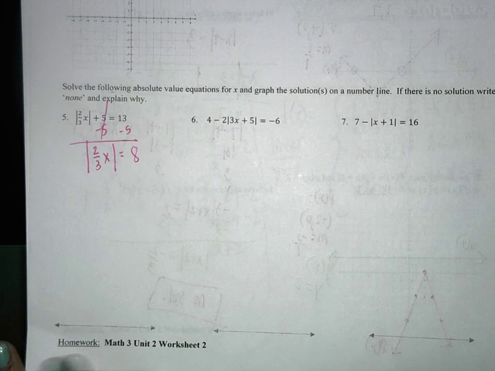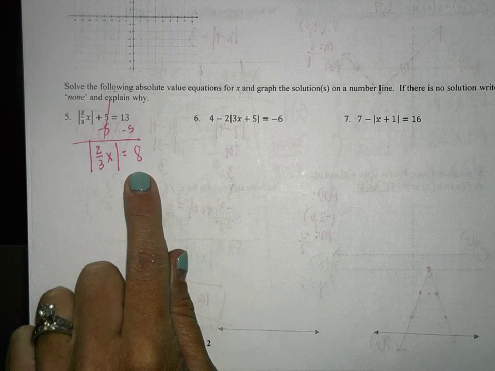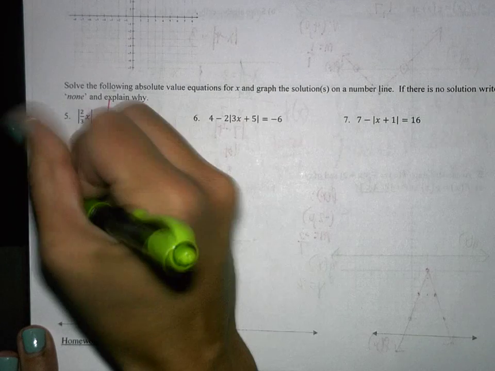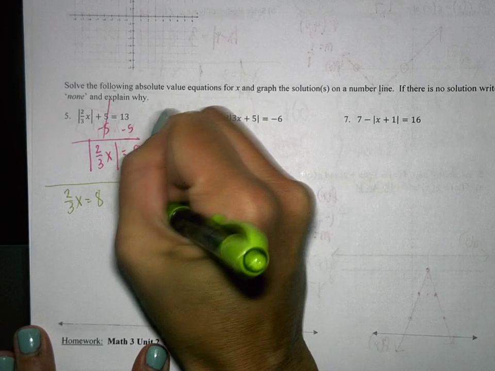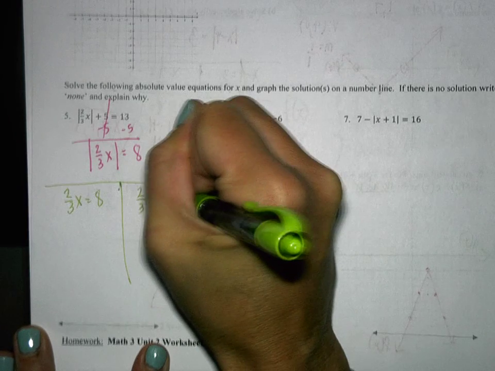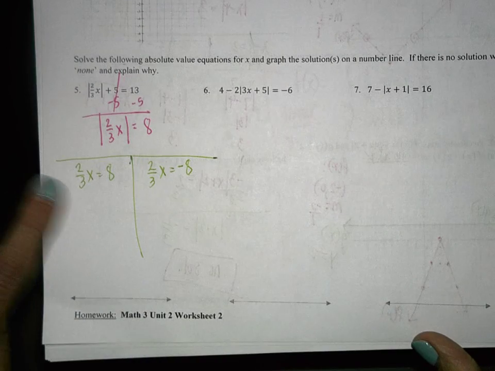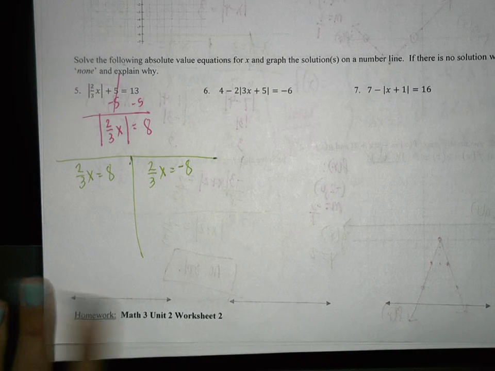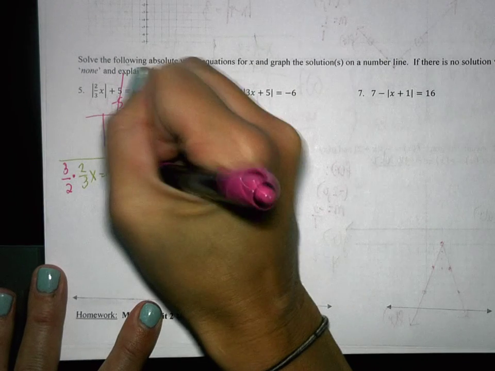At this point, now that the absolute value is by itself, and it equals a positive number, I set up 2 equations. Okay, and so I have 2/3 x equals 8, and 2/3 x equals negative 8. Again, what do I do to eliminate this fraction? Very good. Multiply by the reciprocal. So I'm multiplying by 3 over 2 to both sides.